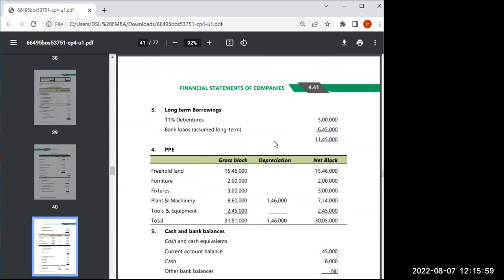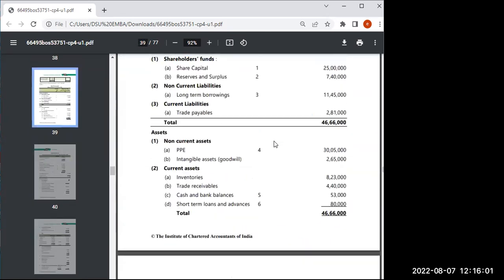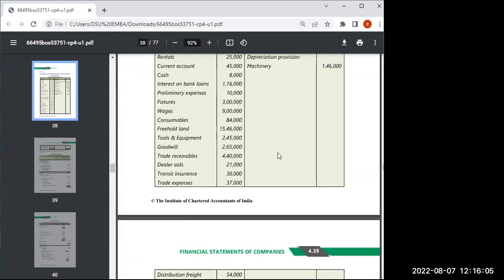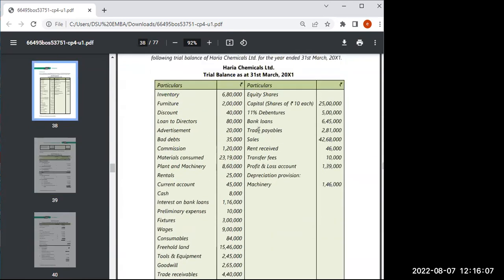Bank loan is there in the trial balance. It is not given whether it is long-term or short-term. Look at the bank loan. Where is the bank loan on the credit side? Yes, bank loan is the next item. 6,45,000 is there. It is not given whether it is long-term or short-term, so I am assuming it is long-term. Normally it is long-term.